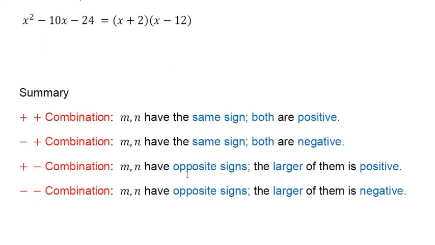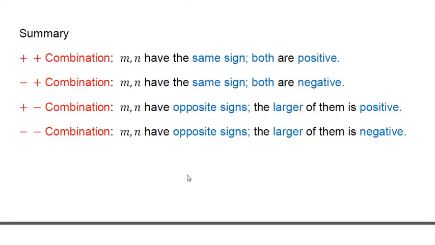So here's a summary of what we've learned about sign combinations. For the plus-plus sign combination, m and n have the same sign. Both have to be positive. For the minus-plus sign combination, m and n have the same sign, with both negative. For the plus-minus sign combination, m and n have opposite signs. One of them is positive, the other is negative, and the larger of them is positive. Larger, again, as in having greater absolute value.